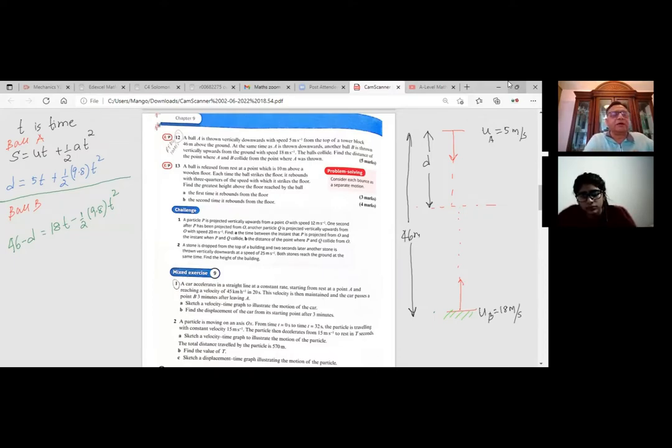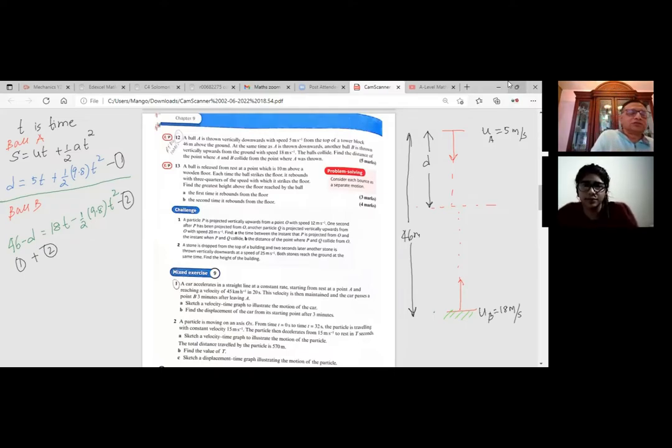Now, if we add up these two equations, this is my equation 1, and this is my equation 2. I add equation 1 plus equation 2. What happens? D and D will cancel because they are at the same height and I get 46 there, right? Or you could interpret this as the total distance covered is 46 by both the balls.